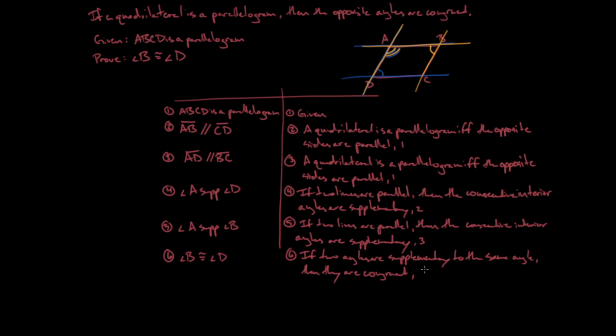Linking 4 and 5, again I'm only doing this for one of the pairs of angles, because I could easily repeat this whole process to show that A and C are congruent to each other. So this is just another one of the properties of parallelograms: whenever I have a parallelogram, the opposite angles will also be congruent.